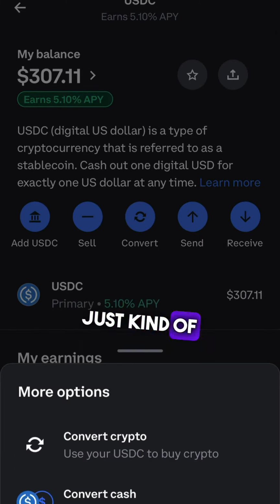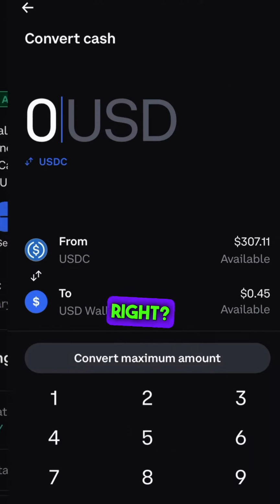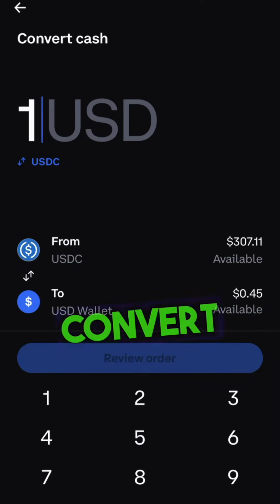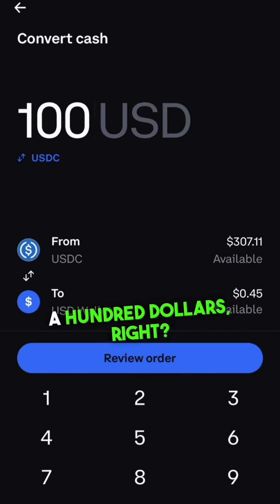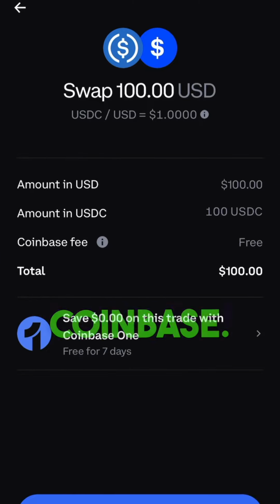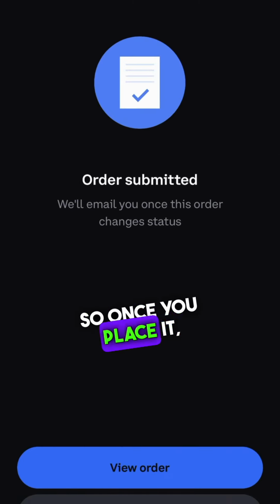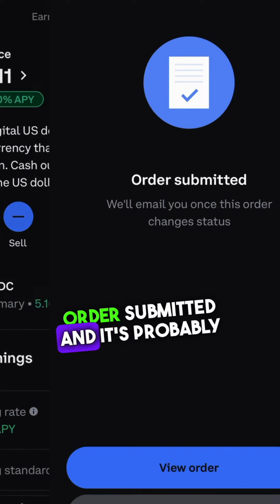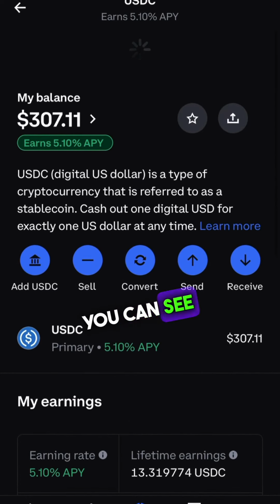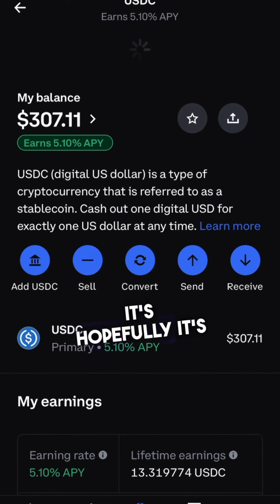First I'm gonna just convert. So convert to cash. Let's say I convert $100. So review order, and there's no fee in Coinbase. Once you place it, order submitted, and it's probably done. You can see that hopefully it's done.